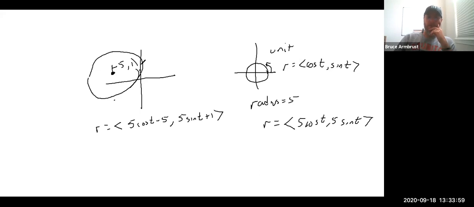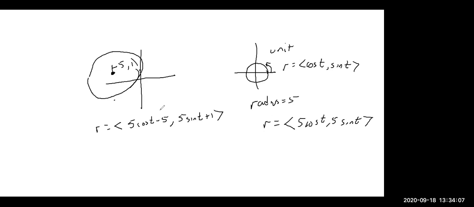Go to pi over 2. This becomes 0 minus 5. Oh, whoops, we're going the wrong way. Yeah, Bruce, shouldn't it be plus 5 minus 1? If it's centered at negative 5, 1, aren't you subtracting the value of its center coordinate?